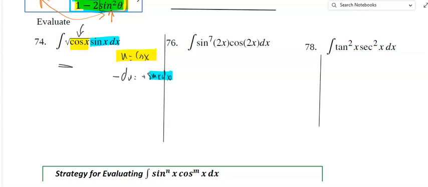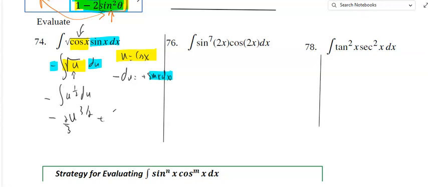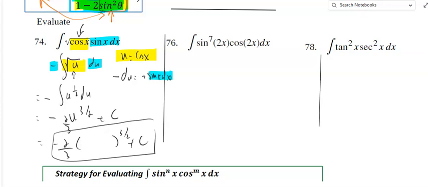So I'm looking at the square root of u, and the blue part I could replace by a negative du. That's u to the 1/2. So add 1 to the power. Dividing by a fraction is multiplying by the reciprocal. Replace u back. And that's pretty much all there is to it.